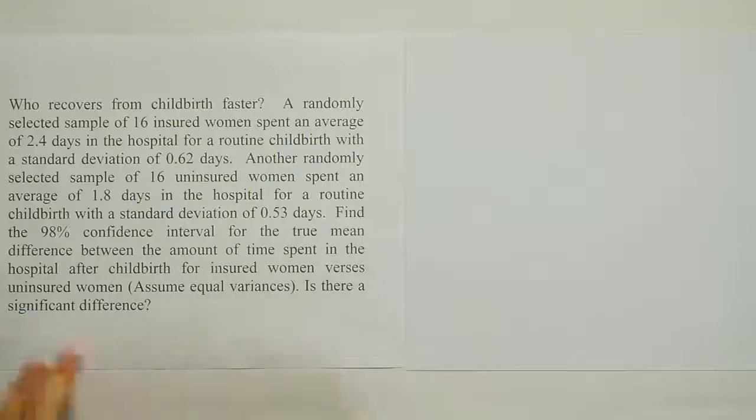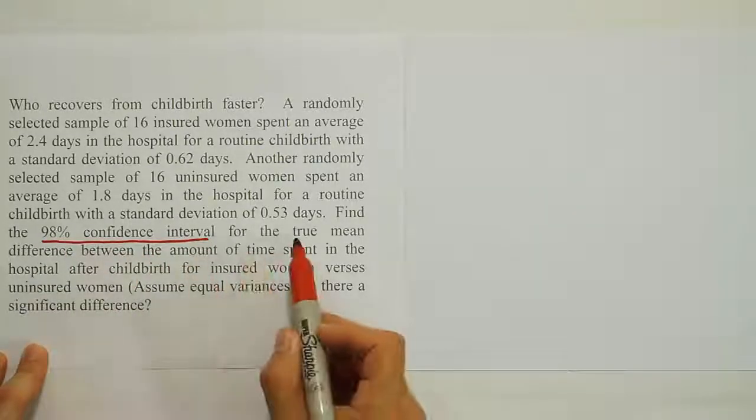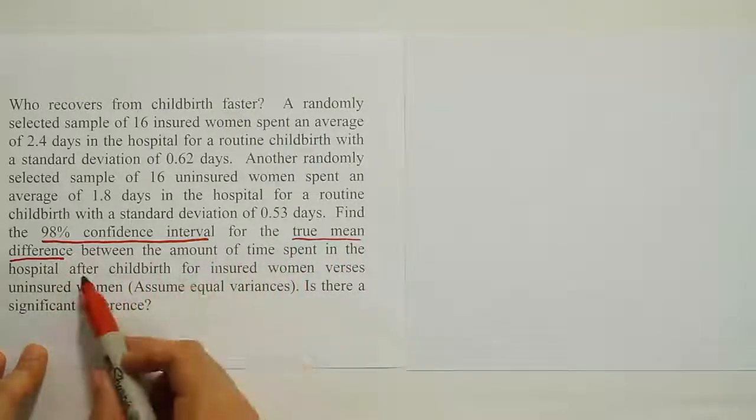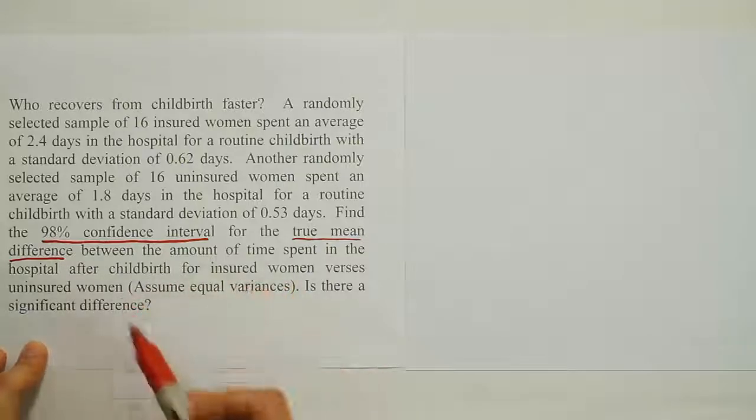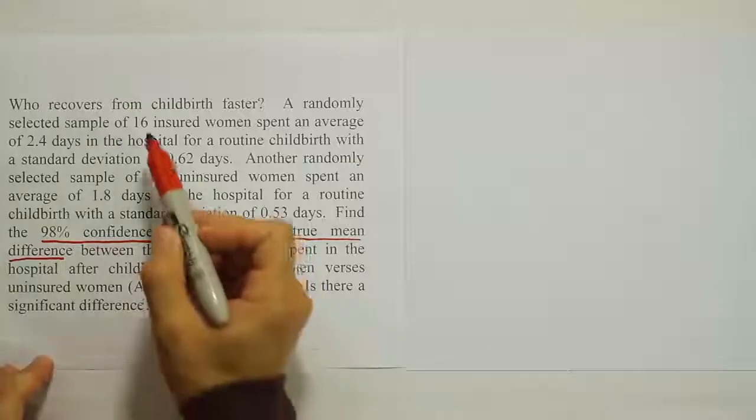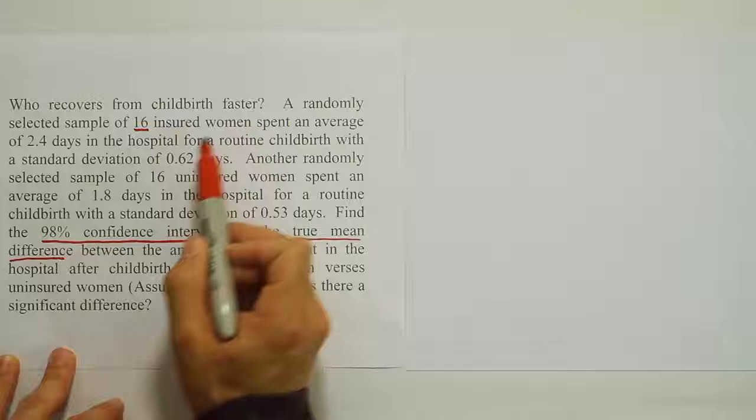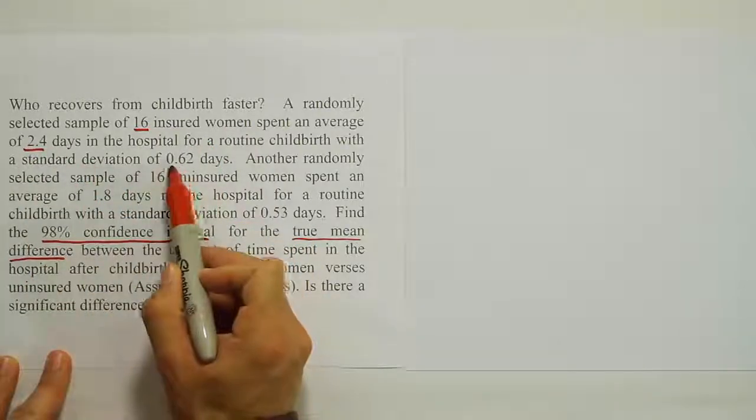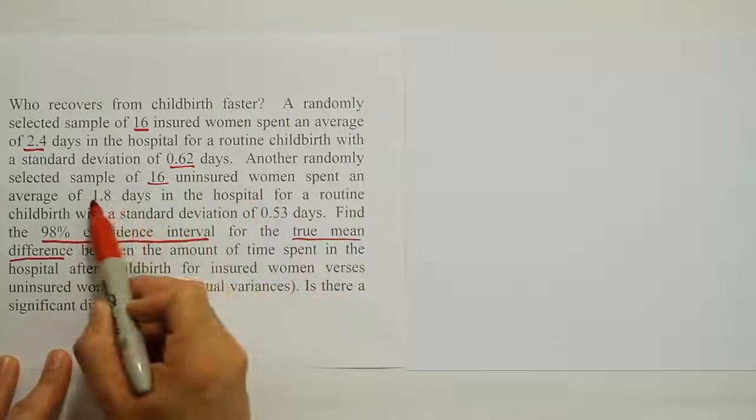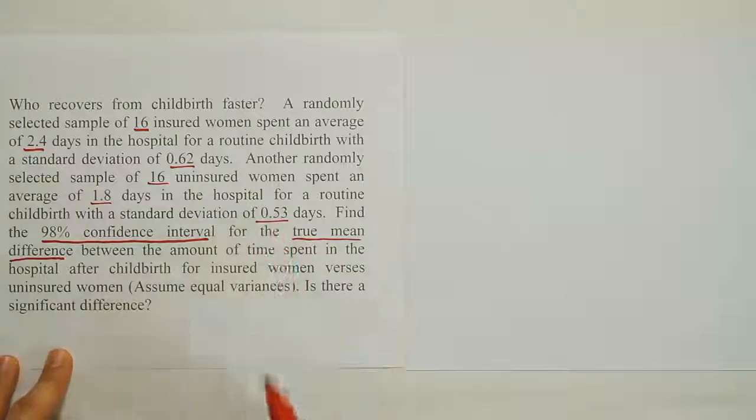So let's start there. It says find a 98% confidence interval for the true mean difference between the amount of time spent in the hospital after childbirth for insured women versus uninsured women. So we're going to start with looking at the data here. There's a sample of 16 insured women. They had a mean of 2.4 days, standard deviation of 0.62 days. Another group of 16 uninsured women spent an average of 1.8 days in the hospital for a routine childbirth with a standard deviation of 0.53 days.